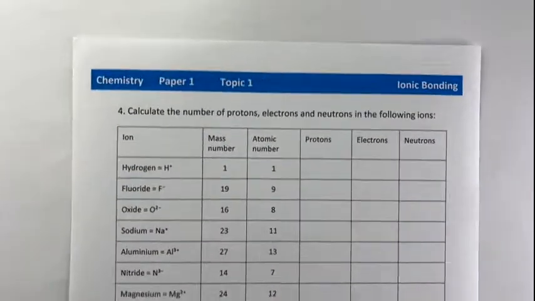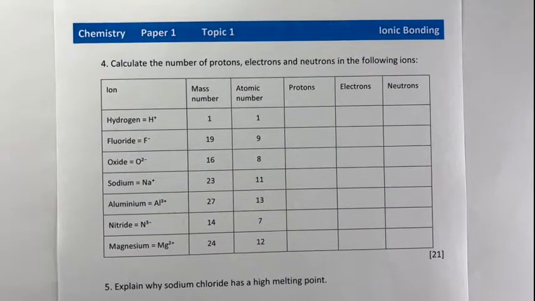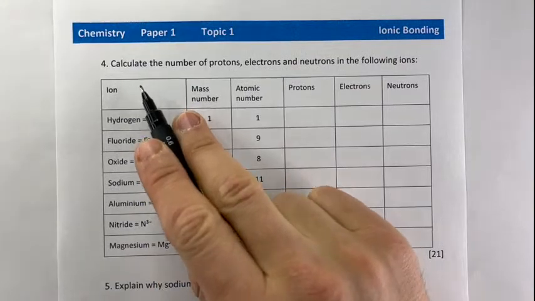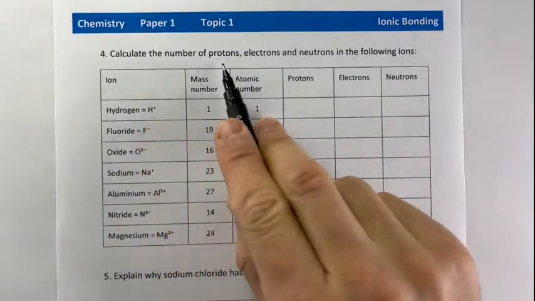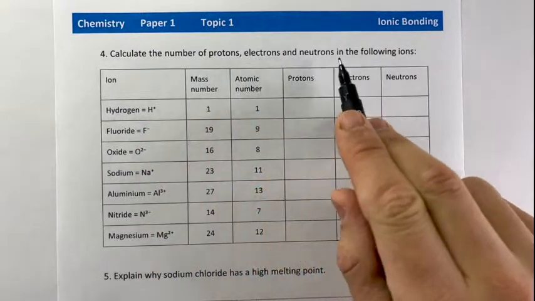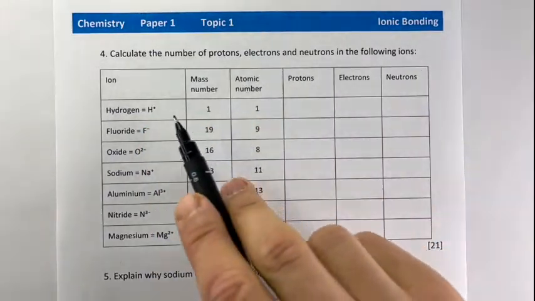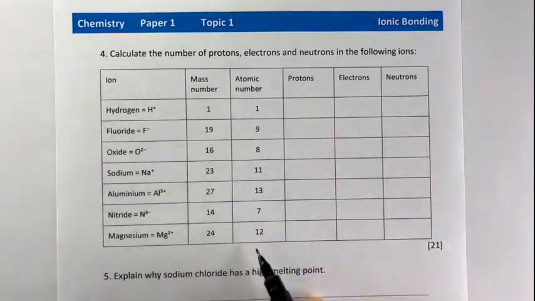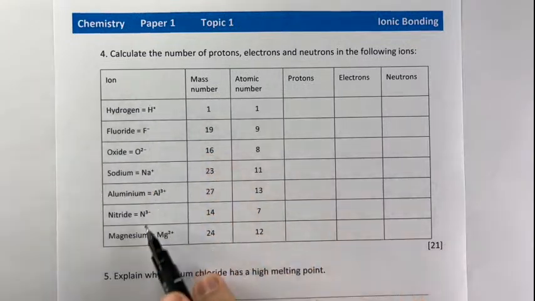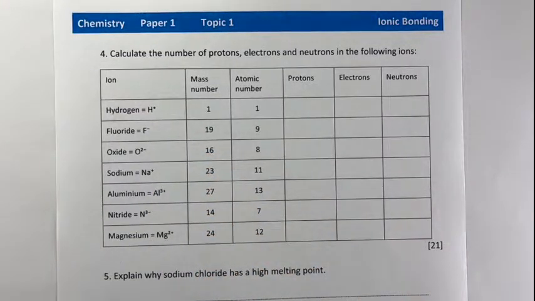Okay, next set of questions. Here we go. Question 4. This one, you'll be shocked at how many students get this question wrong. Calculate the number of protons, electrons, and neutrons in the following ions. So here we've got the ions, and you've been given the mass number and the atomic number. Now I've given you a selection of different ions here. You may just be given one.